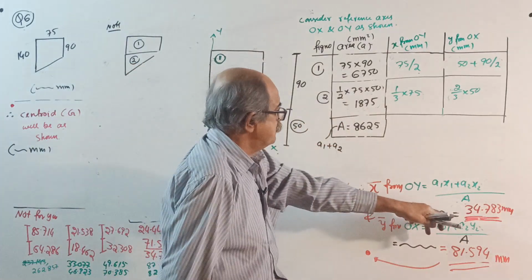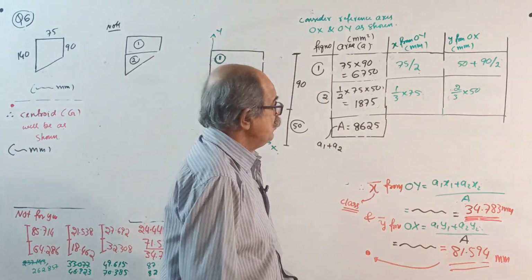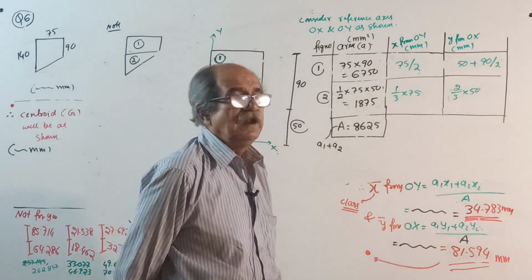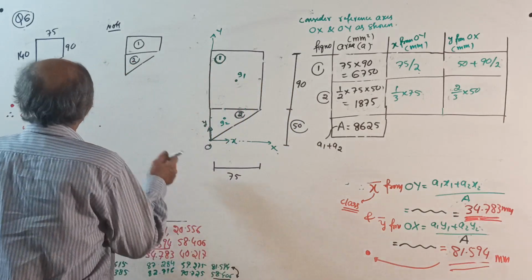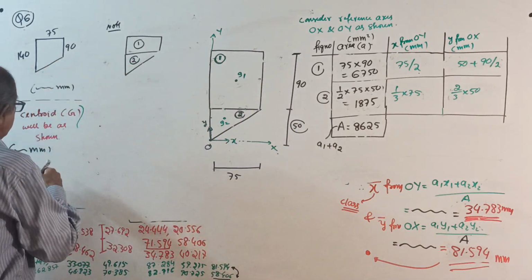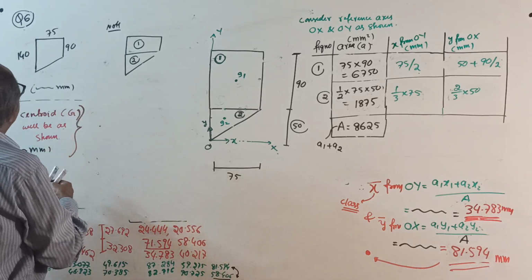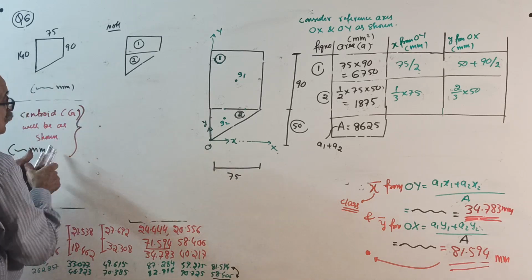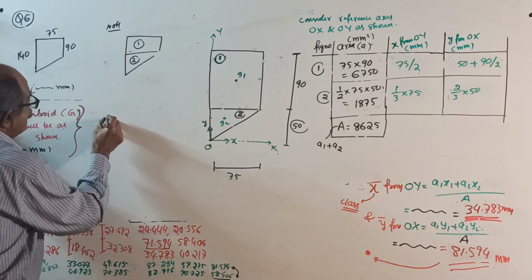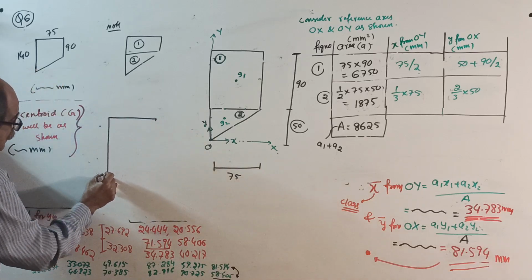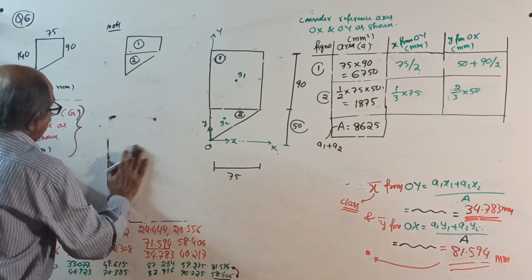You get x bar from a1 x1 plus a2 x2 over the total area. That's all: 34.783. And y bar, 81.594. Right. Therefore, the final answer is right here. Therefore, the centroid G for the given sketch is shown in a neat sketch now. See, neat sketch here, some scale 75, 140, as big as possible, a little on the upper side.